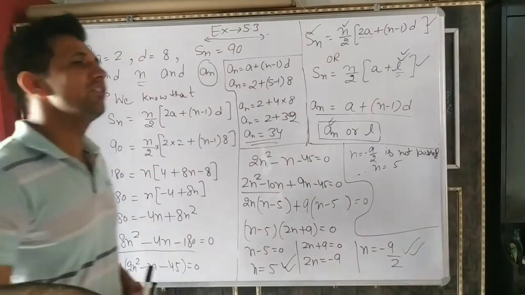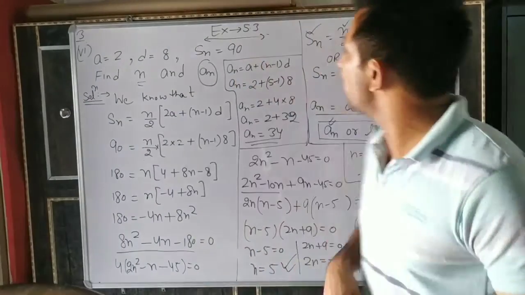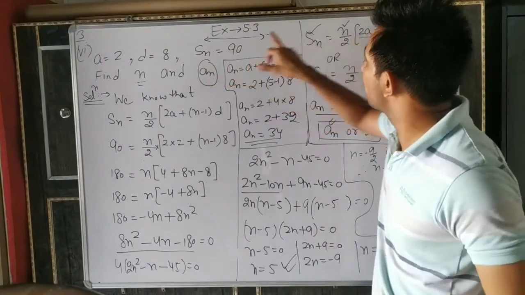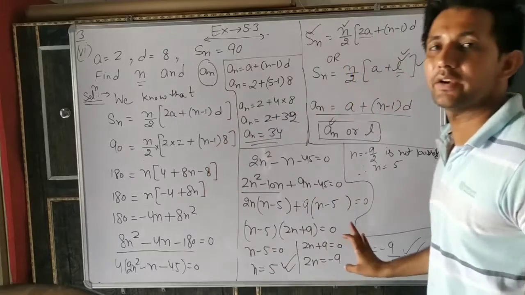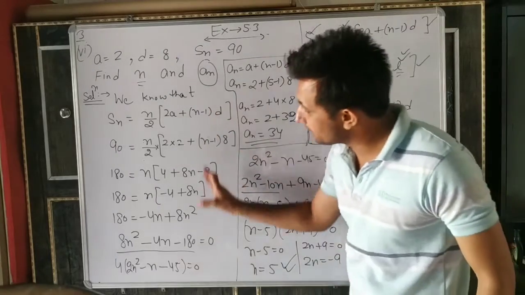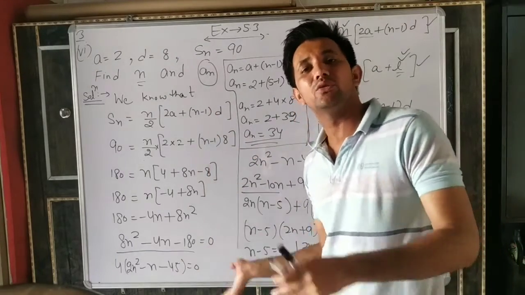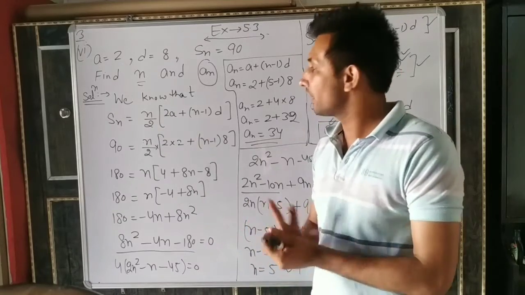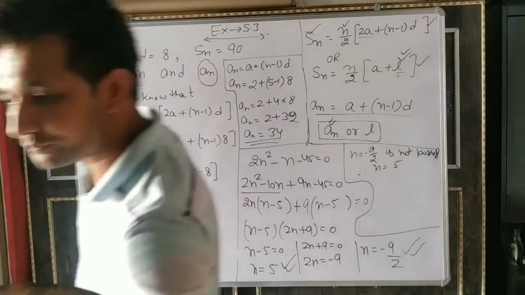So always dear, whatever is given in the question, we will use it. First we think of Sn, so we will use this formula, then we find it. Sometimes it becomes a quadratic equation, and we will use the formula from the fourth chapter here also. Please note it down now.